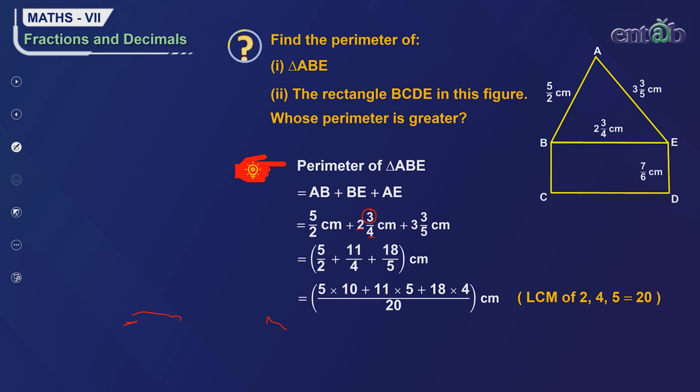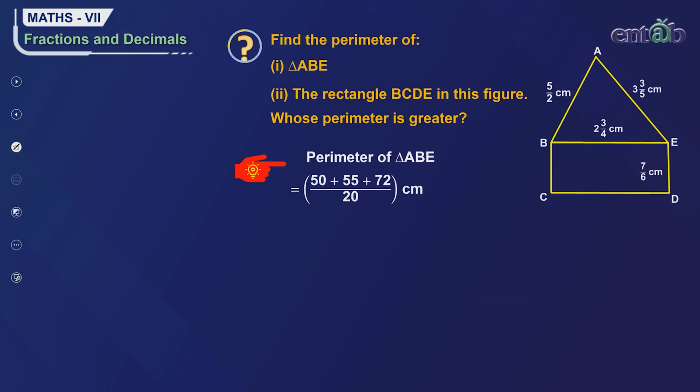So, we solve this further. 5 times 10 is 50, 11 times 5 is 55 and 18 times 4 is 72. Thus, upon adding 50, 55 and 72 together, what do we get? We get 177 over 20 centimeter as the perimeter.